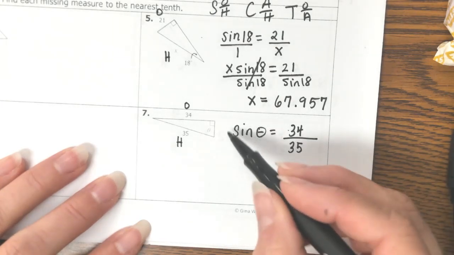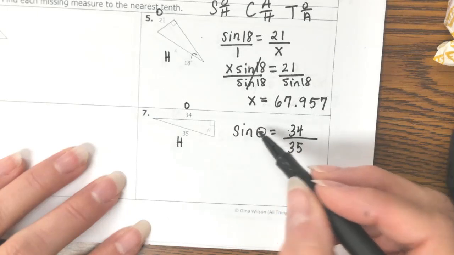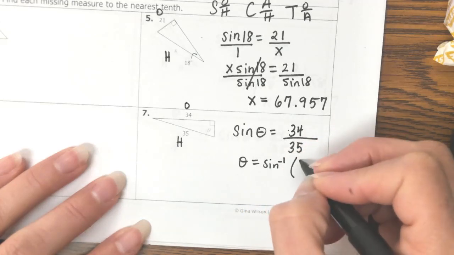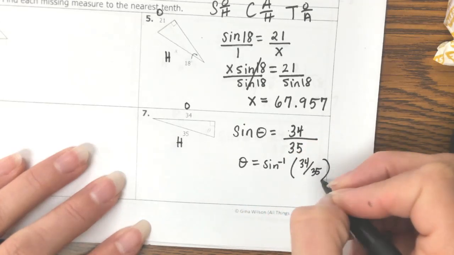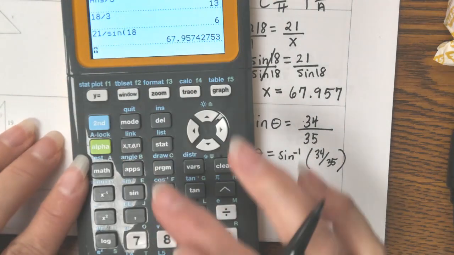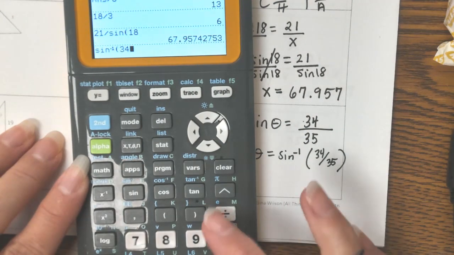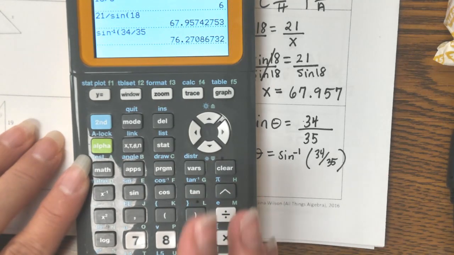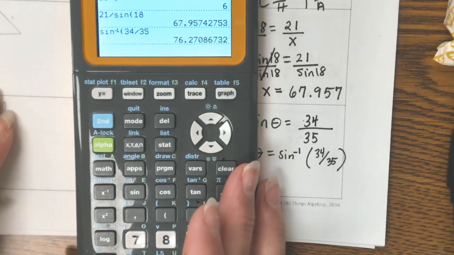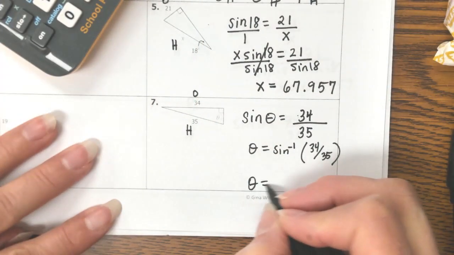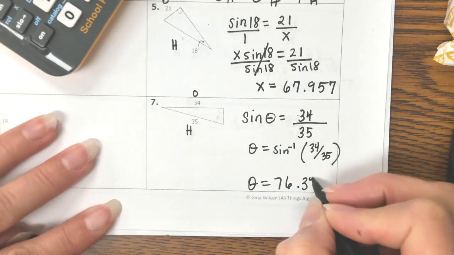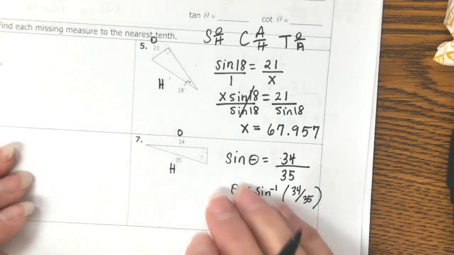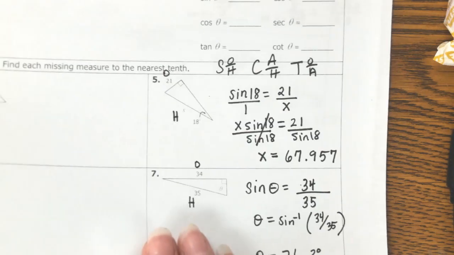And to get rid of the word sine and to solve for theta, you simply do the inverse sine of 34 divided by 35. I'm going to type that one in. So inverse sine 34 divided by 35. And our answer, 76.3, would be the nearest tenth. So our theta is 76.3 degrees. And that is page 1. Just a quick review so that you can work on the others and study.